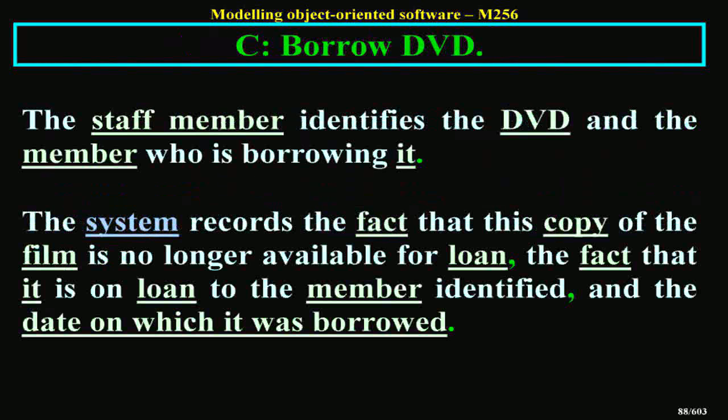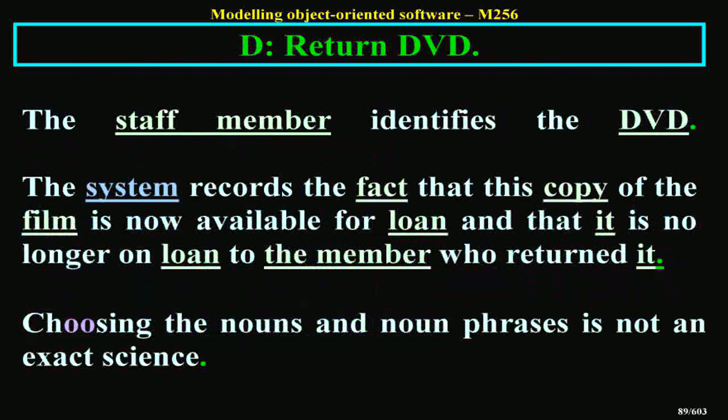C. Borrow DVD. The staff member identifies the DVD and the member who is borrowing it. The system records the fact that this copy of the film is no longer available for loan, the fact that it is on loan to the member identified, and the date on which it was borrowed. D. Return DVD. The staff member identifies the DVD. The system records the fact that this copy of the film is now available for loan and that it is no longer on loan to the member who returned it.